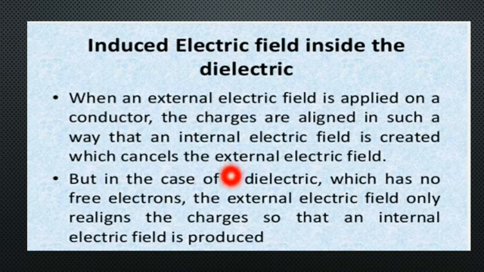See the second point. But in the case of a dielectric, which has no free electrons, the external electric field only realigns the charges so that an internal electric field is produced. இங்கே dielectrics எடுத்துருக்கோம் இல்லையா, dielectricsல free electrons இல்லை, அதனால் external electric field அப்ளை பண்ண உடனே சார்ஜஸ் எல்லாம் realign ஆகுது. அங்கே ஒரு இன்டர்னல் எலக்ட்ரிக் ஃபீல்டு ப்ரொடியூஸ் ஆகுது.